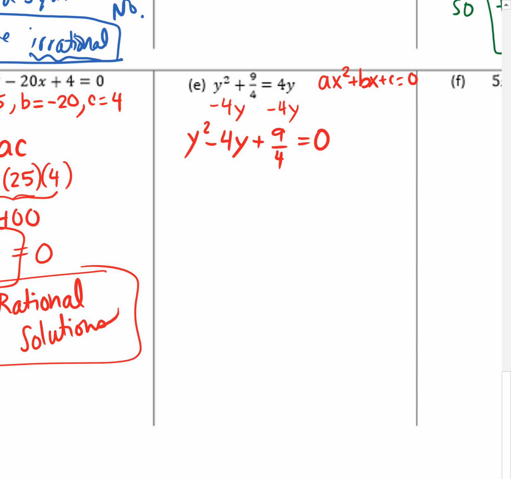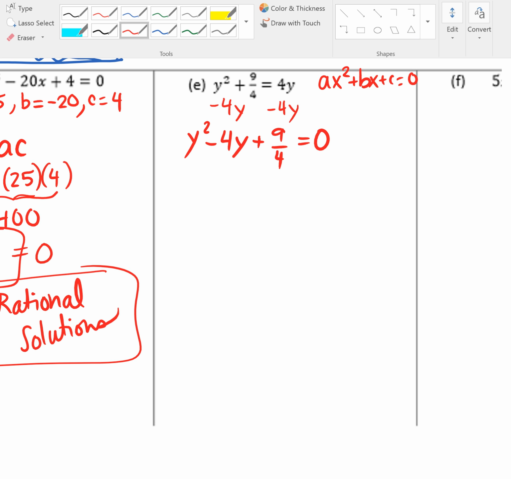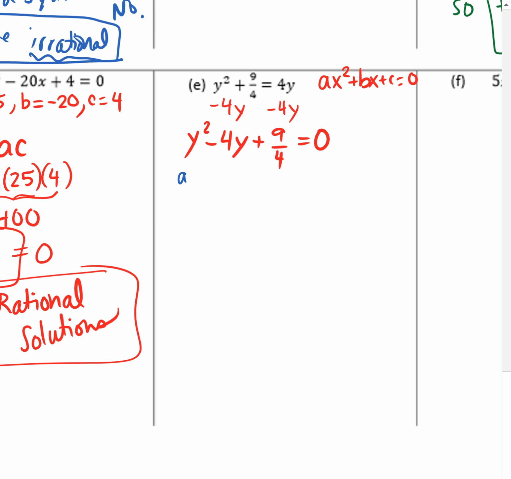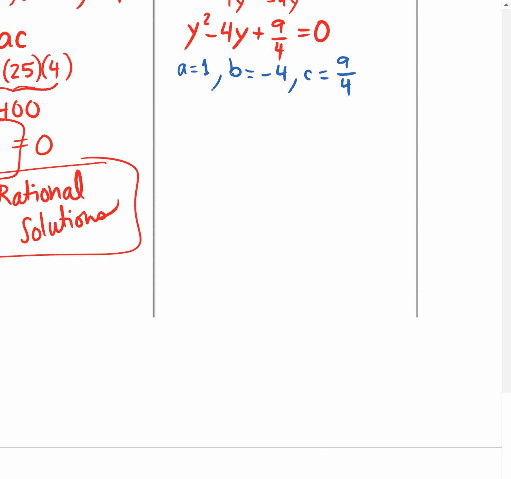Alright, now that I have it in descending order of powers, I think I can identify A, B, and C. So here A would be the coefficient of x squared or y squared, whatever, 1. B is the coefficient of y, negative 4. And C is the constant term, 9/4. Alright, let's substitute those into the discriminant.